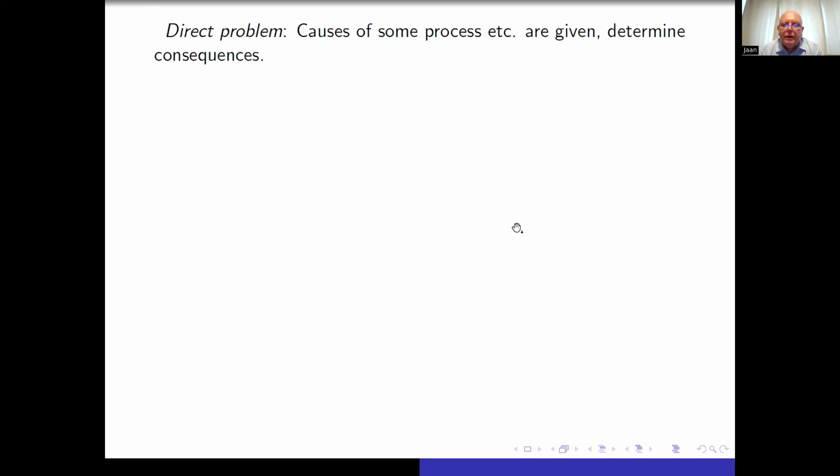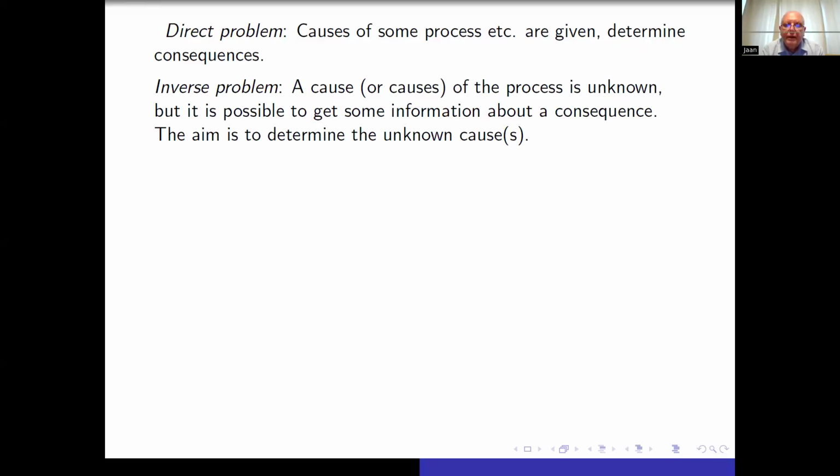In the direct problem, if we consider some process, causes are given, and the aim is to determine the consequences. But in the inverse problem, the situation is different. Some causes of the process are unknown, but it is possible to get some additional information about the consequence, and then the aim is to determine the unknown causes there.